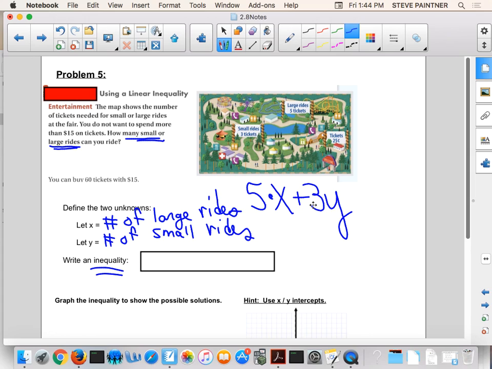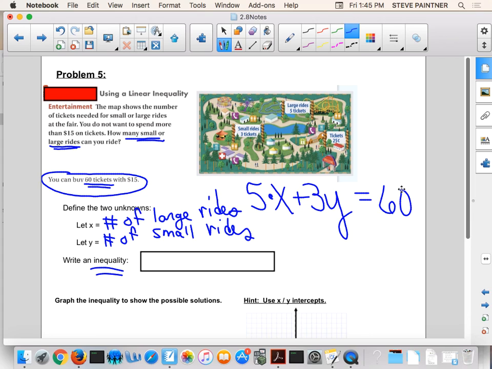So you're spending all your tickets on these large and small rides, and over there, usually, it's going to be an equal sign. Usually, but it's not. What am I going to put over there? 15? That would be less than. Okay, wait a minute. Are you sure it's 15? Tickets plus tickets should equal total tickets. So it'd be 25 times 6. Did anybody read this? You can buy how many tickets? 60 tickets for 15 bucks. They were only 25 cents a piece. So guess what you're gonna put over there?